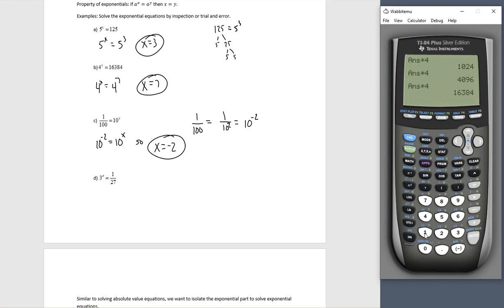That's it. And we could check. Let's say we have 10 to the negative 2 power. That's 1 divided by 100. Same answer. There we go. And we'll do this again.